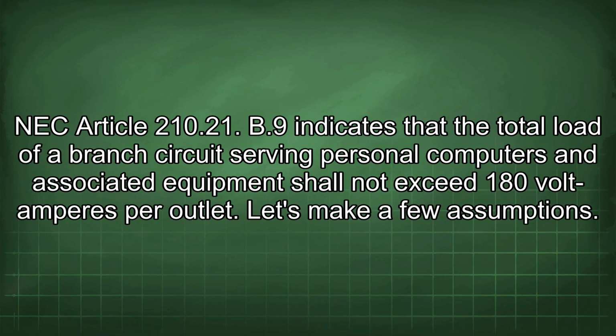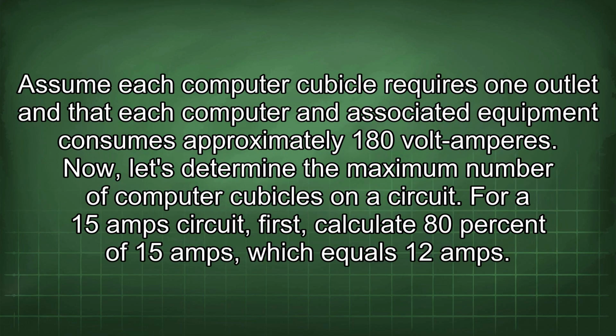NEC Article 210.21, B9 indicates that the total load of a branch circuit serving personal computers and associated equipment shall not exceed 180 volt-amperes per outlet. Let's make a few assumptions. Assume each computer cubicle requires one outlet and that each computer and associated equipment consumes approximately 180 volt-amperes.